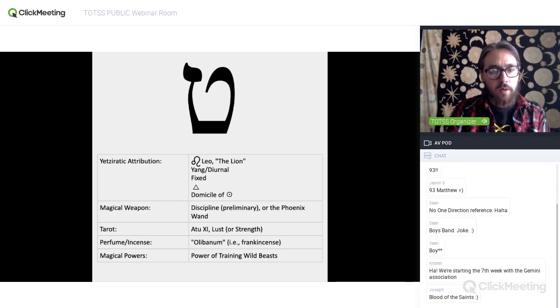So for our tarot card, we've got Trump 11, Lust or Strength. Oh, and I forgot to list the 3 minor arcana. We could also have the, let's see, what would that be? The 5, 6, and 7 of wands.